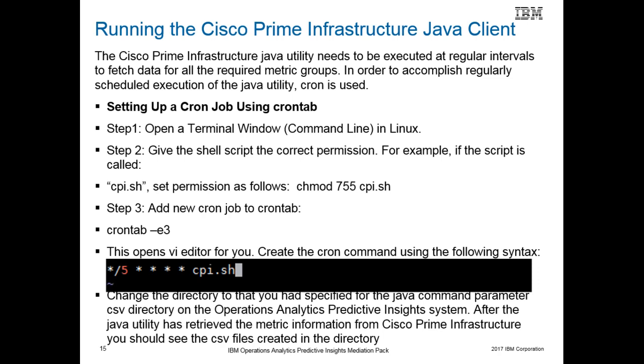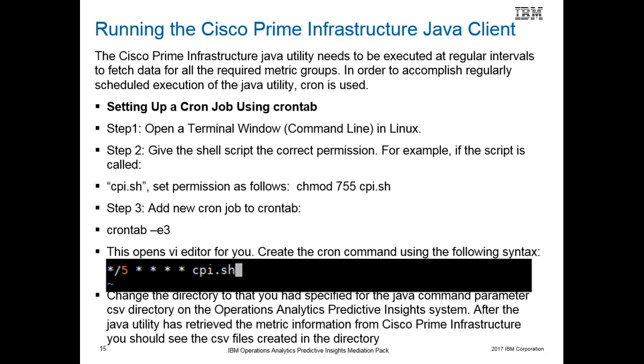We will now discuss how to run the Java client. The Cisco Prime Infrastructure Java shell script needs to be executed at regular intervals to fetch data for all the required metric groups. In order to accomplish regularly scheduled execution of the Java utility, cron is used.